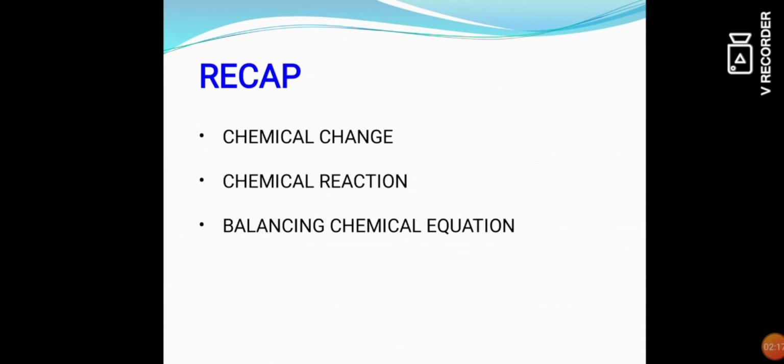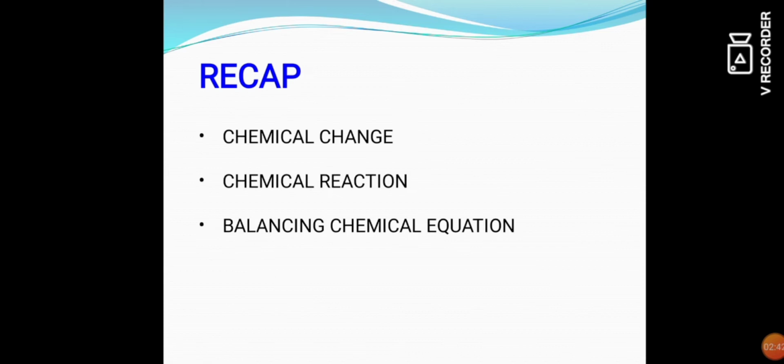For balancing a chemical equation, we follow one major law, that is the law of conservation of mass. The law of conservation of mass states that mass can neither be created nor be destroyed in a chemical reaction. That means the number of atoms on the reactant side and the product side should be equal. We follow some steps for balancing the chemical equation.